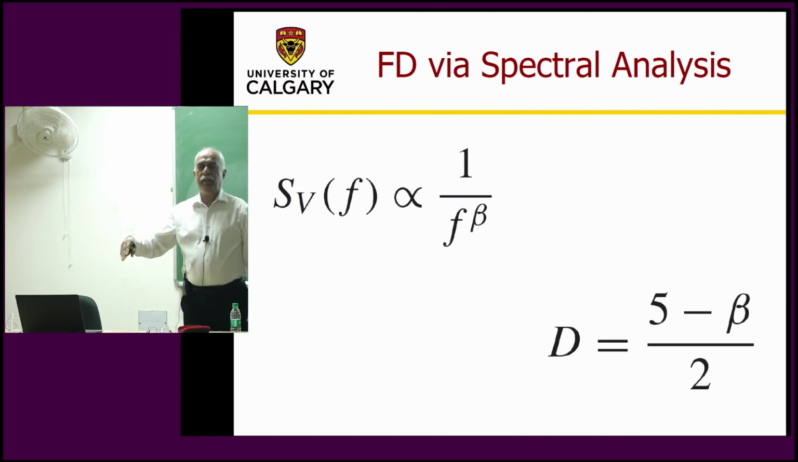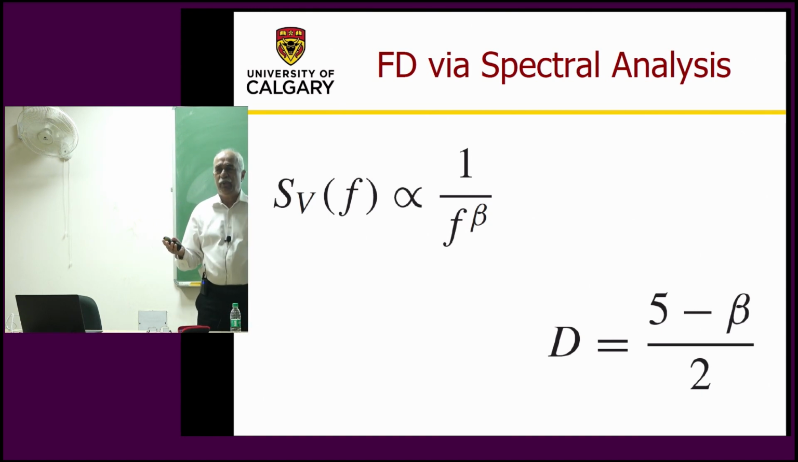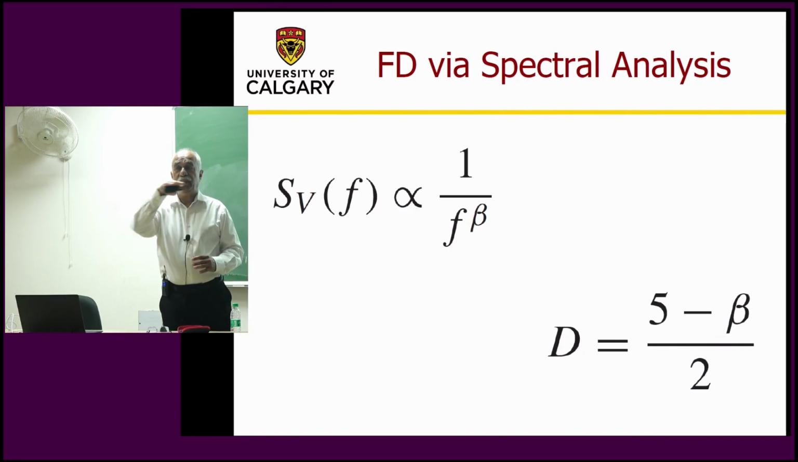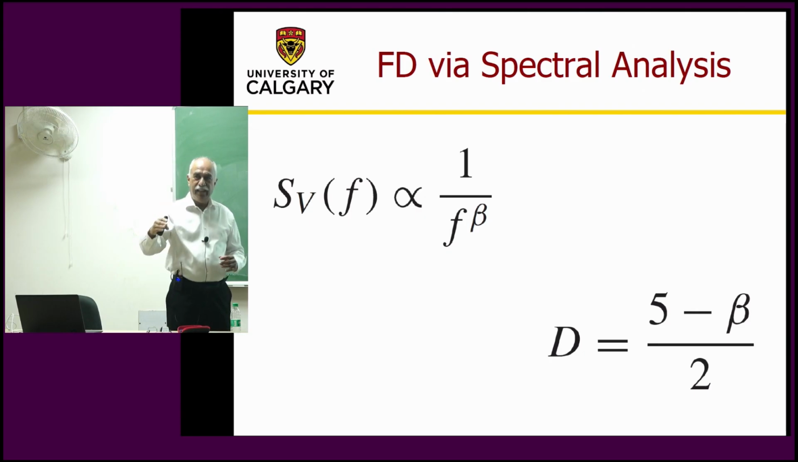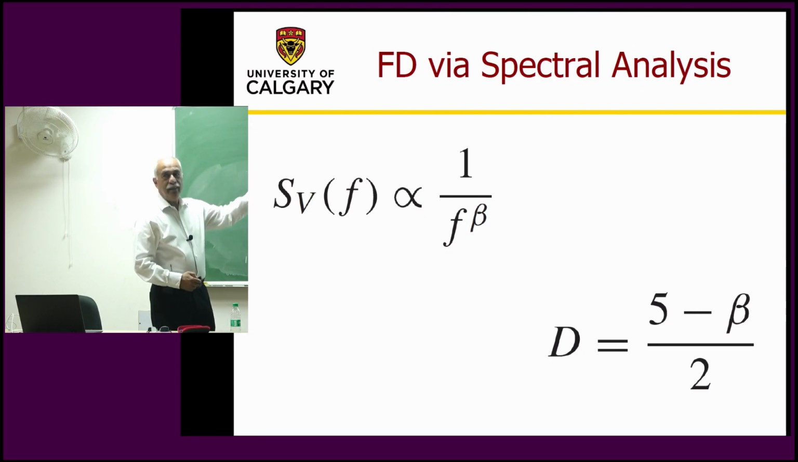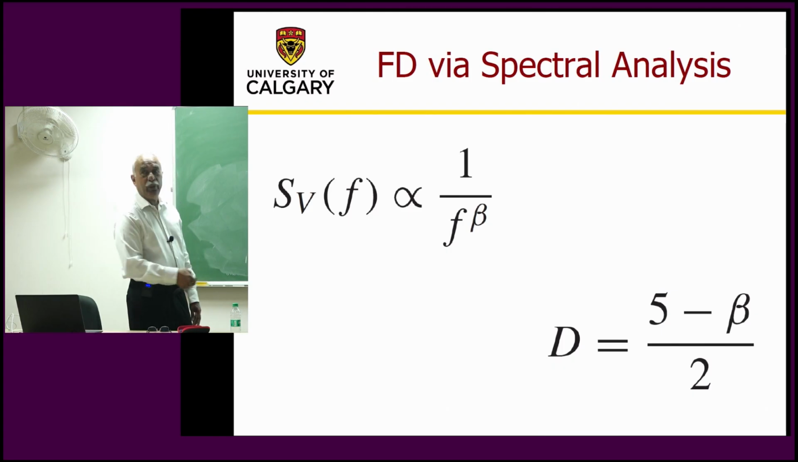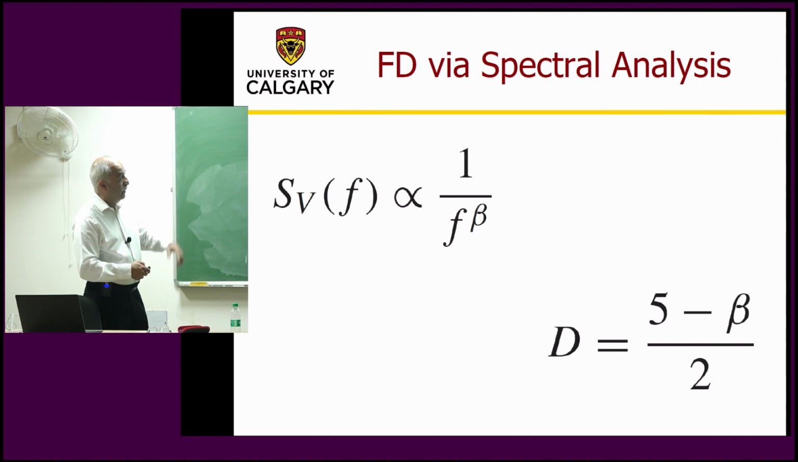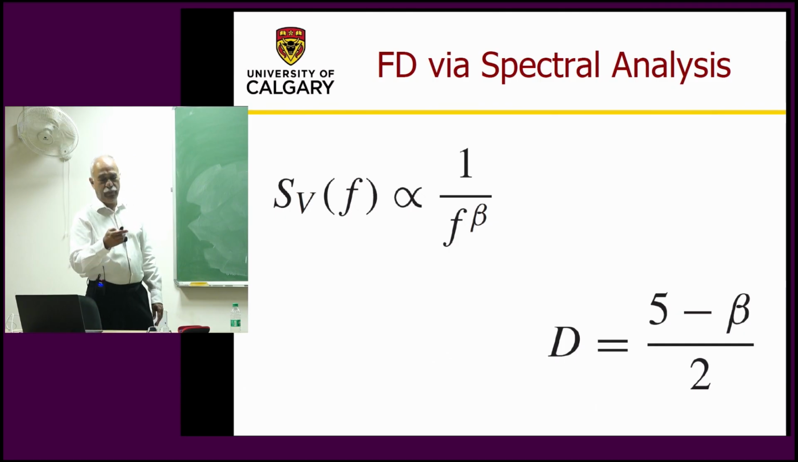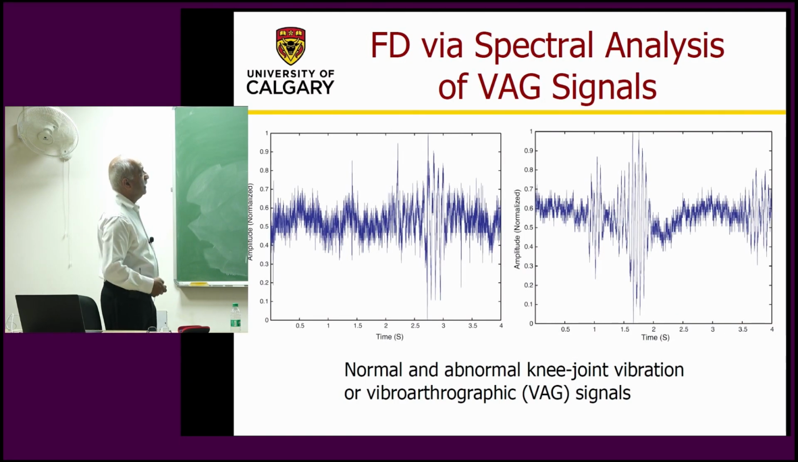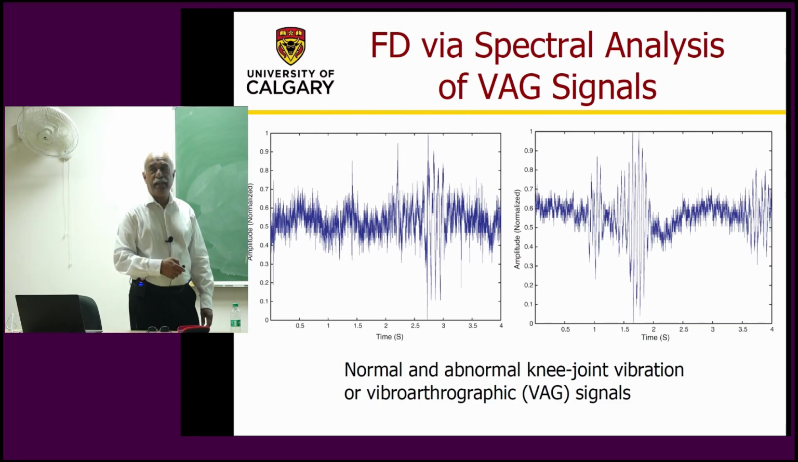The power spectral density should decrease with frequency, which happens in most cases, unless it is random, when it is flat, white noise. When there is structure, the power spectrum decreases with frequency. If there is a linear portion, then you fit a line to that and get the slope, 1 over f to the power of beta. And D is (5 minus beta) over 2. The factor 5 depends on the Euclidean dimension of the signal, 1D or 2D. So these are what we call VAG, vibroarthrographic signals.